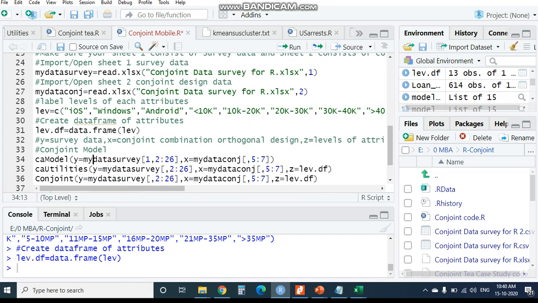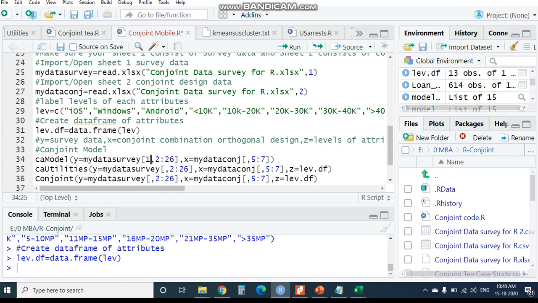First, there are different functions used in the conjoint model. First one is the CA model. CA model, y is equal to, I told you y stands for your survey data. So y is equal to my survey data, which you have already imported as sheet 1 here. So CA model y is equal to your survey data, sheet 1.